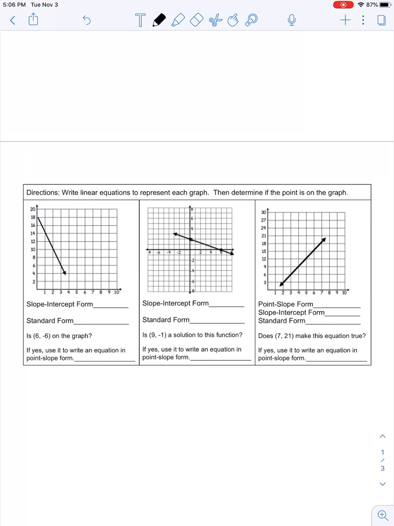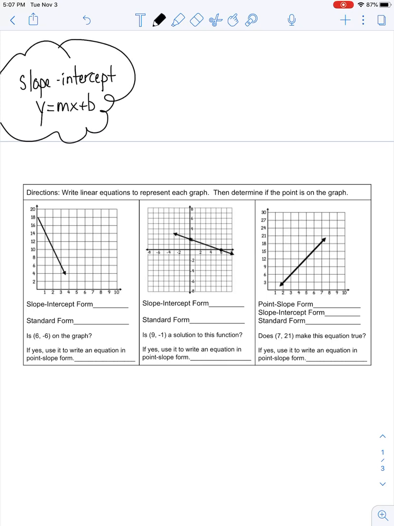Hey guys, today we're going to start taking a look at how to write equations if we're given the graph. So real quick, I want to remind you of the three forms of a linear equation. First we have our slope-intercept form, and that looks like this: y equals mx plus b. We use that if we have the y-intercept and the slope.